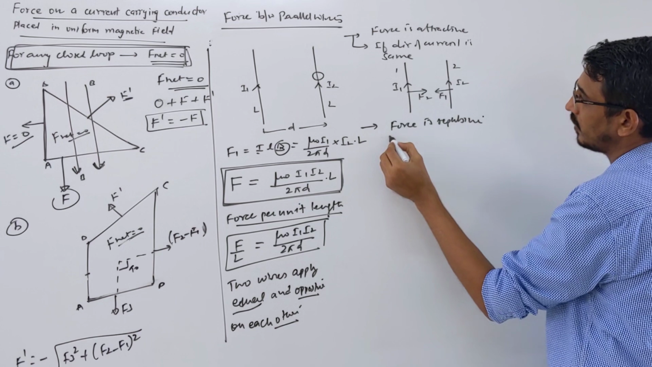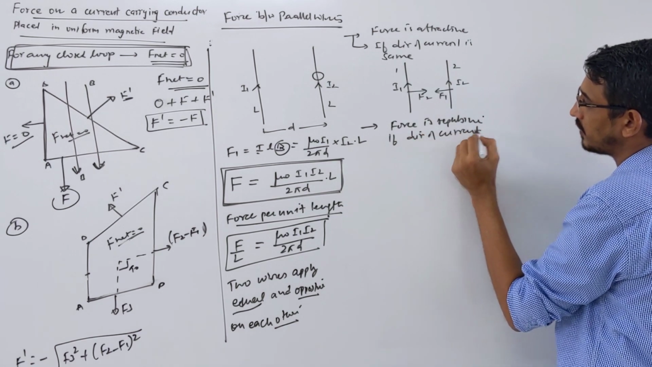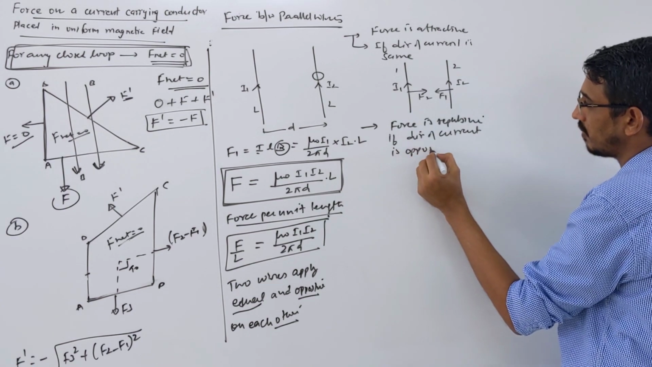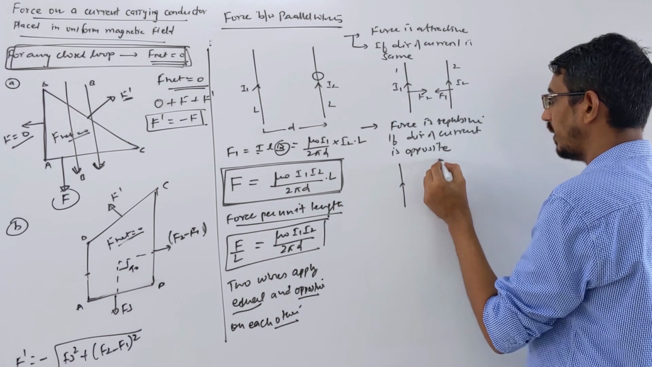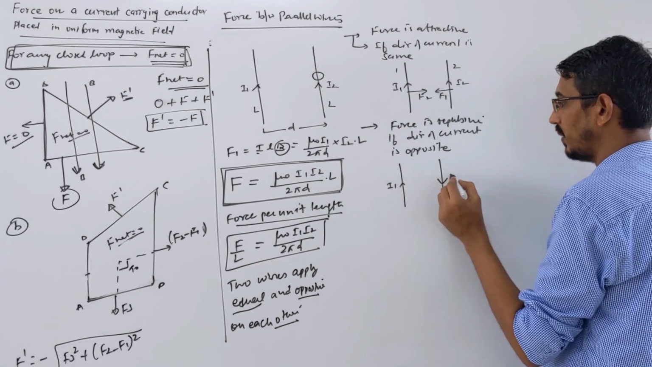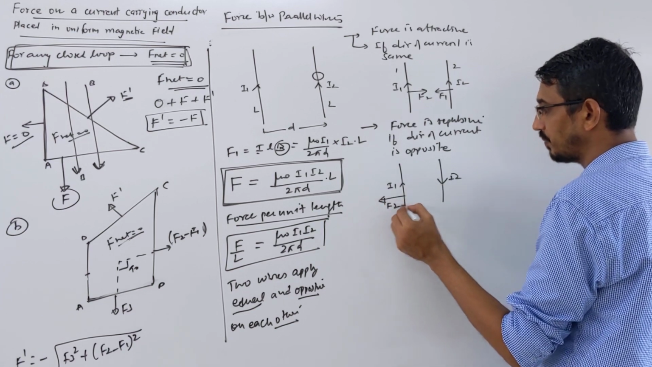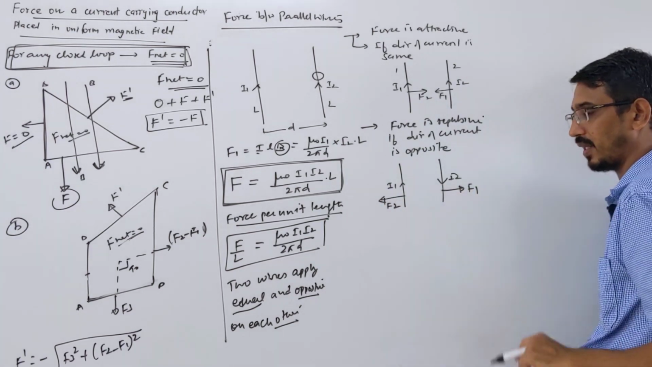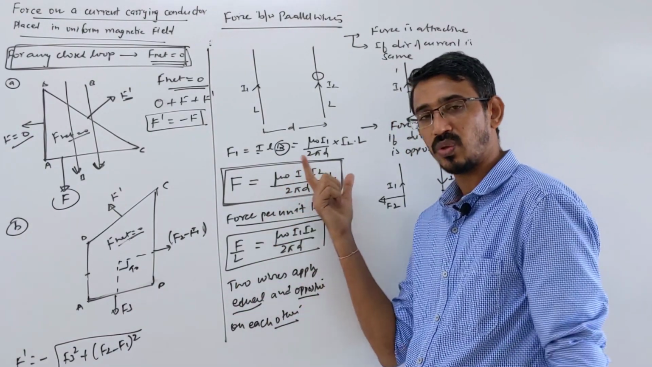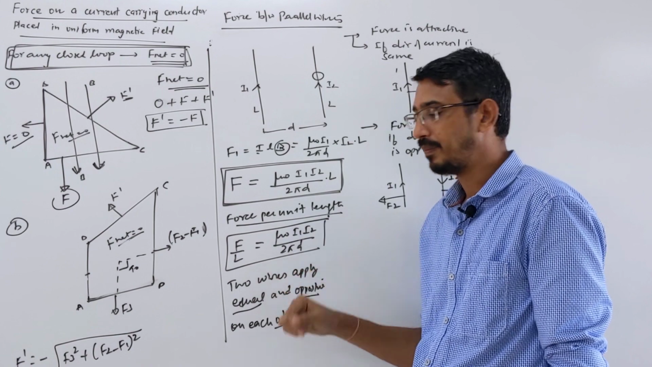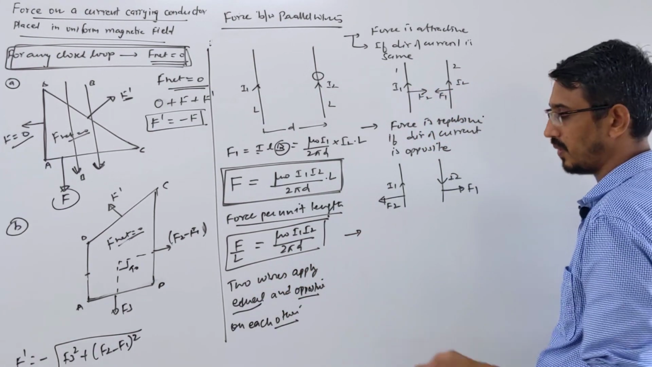Or the force is repulsive if the direction of current is opposite. If current is flowing in opposite directions, like one wire here and one wire opposite, I1, I2, then they will repel each other. So this applies a force F2 in this direction, and this applies a force F1 in that direction. But the magnitude will be exactly the same, by that formula only, total force or force per unit length. Okay, yes. Suppose two wires are placed perpendicular.